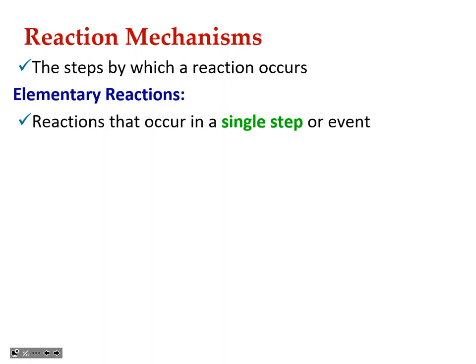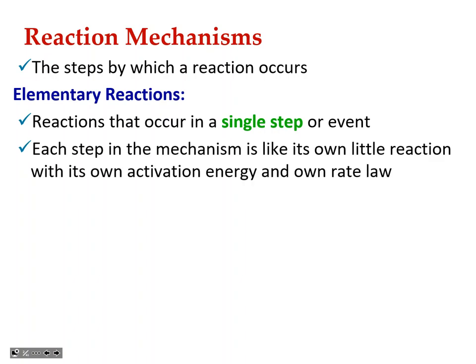So each step in the series is called an elementary reaction that occurs in one single step or event. It's usually like the most reduced form of that particular reaction, where it's sort of like a formation type deal where you're forming a compound and things like that. Each step within the mechanism is like its own little reaction with its own activation energy and its own rate law.